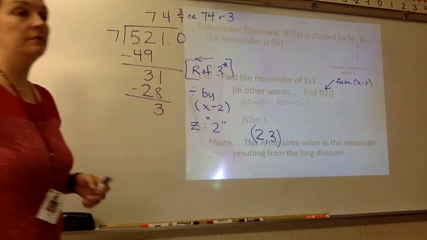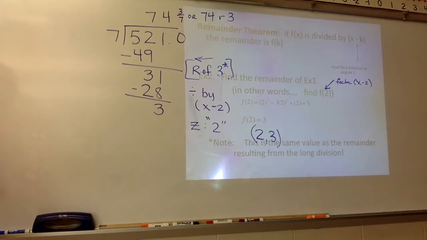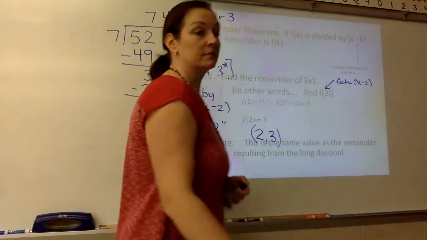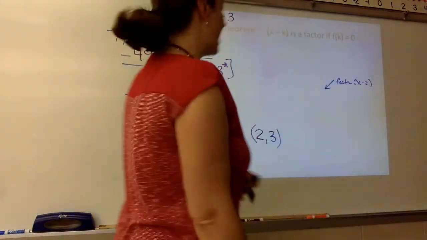Do we have to do both of these on the test? Like long division, or can we choose? No, it's just the fact that the remainder theorem is a shortcut to long division when you're dividing by what we call a linear factor. Okay? All right, so then we have the factor theorem.